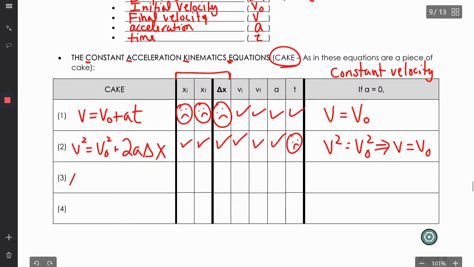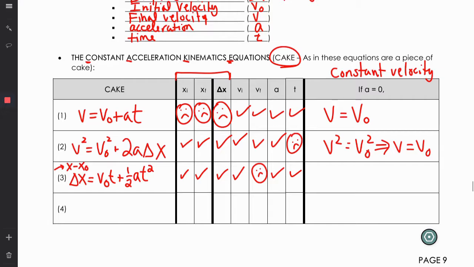The next equation is probably the most important one, and what it boils down to is the equation of a position versus time graph. I am going to set it equal to delta x, but you could expand this to be x minus x0 and then solve for x, which gives you a true equation for a graph. So we have xi, xf, or delta x. We have initial velocity, but we're missing final velocity, and we have acceleration and time.